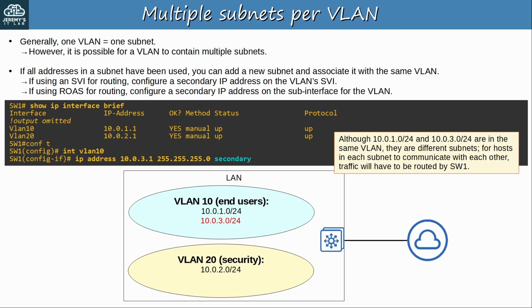Although they are in the same VLAN, they are different subnets. So, for hosts in each subnet to communicate with each other, traffic will have to be routed by switch 1. For example, for a host in 10.0.1.0/24 to send a packet to a host in 3.0/24, it will send the packet in a frame to the MAC address of switch 1's VLAN 10 SVI, and then switch 1 will forward it in a frame from the MAC address of the VLAN 10 SVI. So the packet is received on and forwarded out of the same SVI.